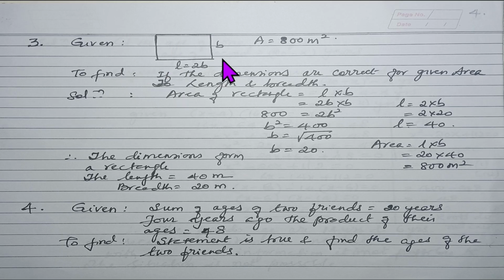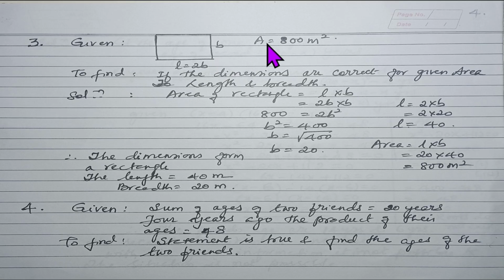Now coming to the next, very different type of example, we have been given a rectangle. The dimensions are: the width is b and the length is 2b, that is 2 times the breadth. Now we have to find out whether the dimensions are correct for the given area. The area is given as 800 meters square. We have to verify whether the given dimensions are correct for this area.